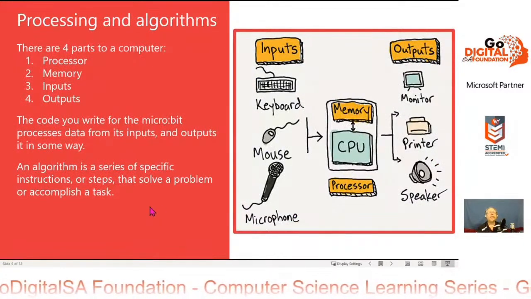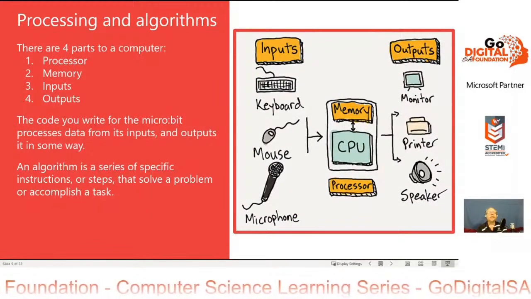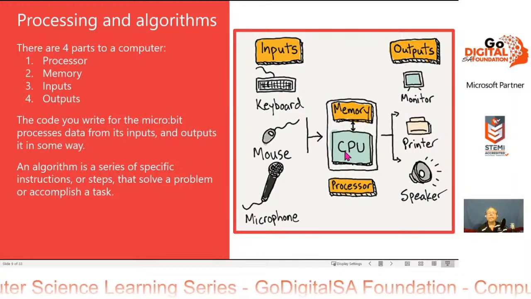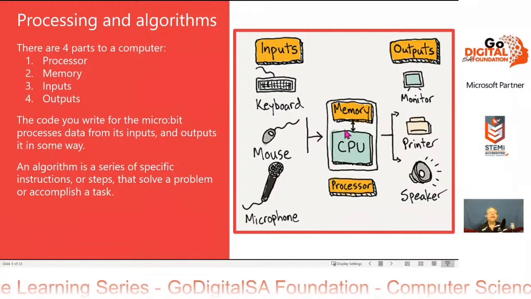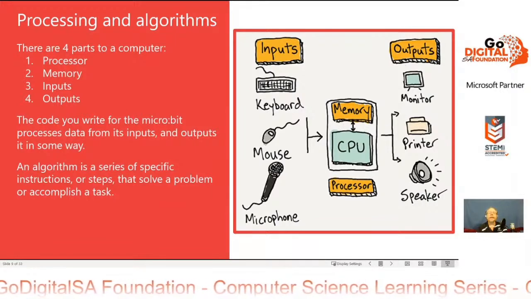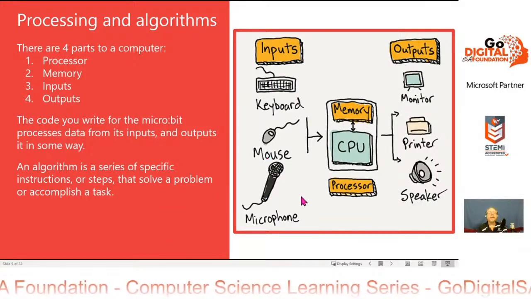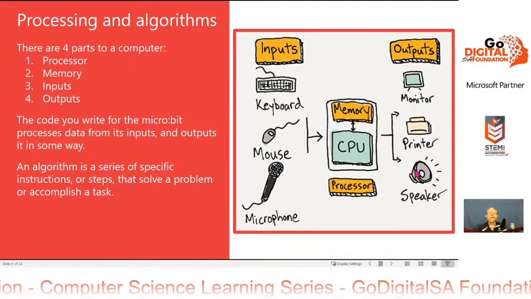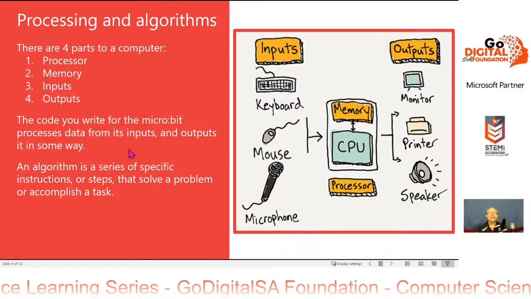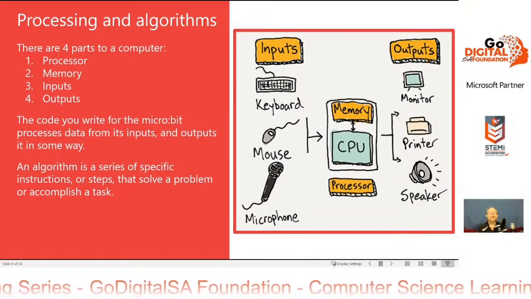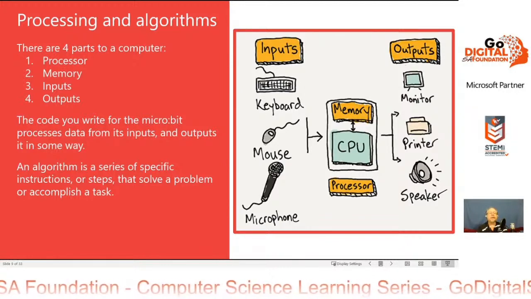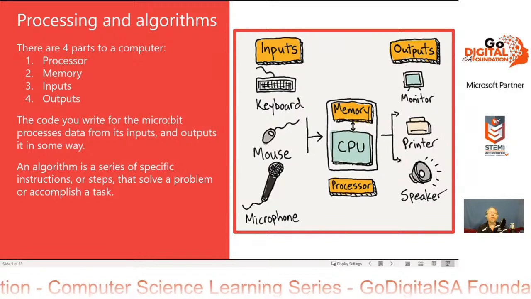Okay, processing and algorithms, you'll remember this. There are 4 parts to a computer: the processor, which has the CPU, the central processing unit; memory, which we've got long-term and short-term storage; inputs, like keyboard, mouse, microphone; outputs like printer or speaker. The code you write for the microbit processes data from its inputs and outputs it in some way. An algorithm is a series of specific instructions or steps that solve a problem or accomplish a task.